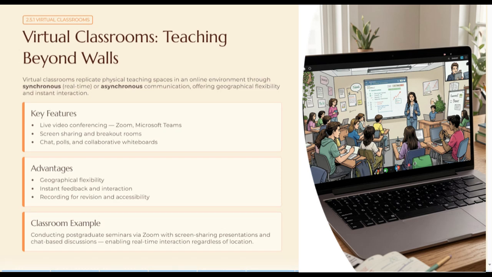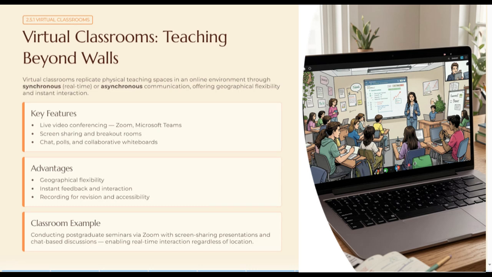So some of the key features of virtual classrooms: we have live video conferencing, which can be done using some of our web-based platforms, as we've discussed, the Zoom or the Microsoft Teams or the Google Meet. As you see, we have screen sharing and breakout rooms. Screen sharing is where I can share my screen for the live class and you can see the content which I am using. We have the chat, the poll, and some collaborative whiteboards. Collaborative whiteboards are a simulation of interactive whiteboards where you can write in a virtual classroom.